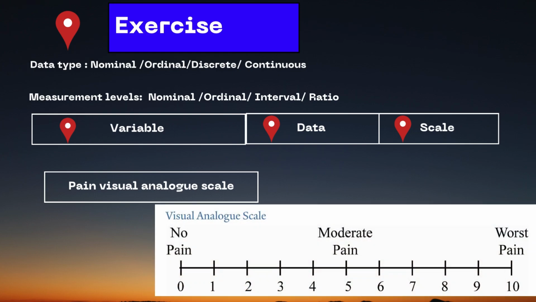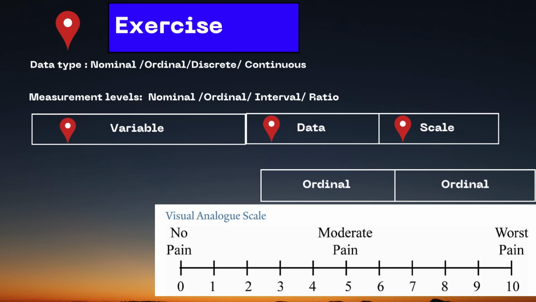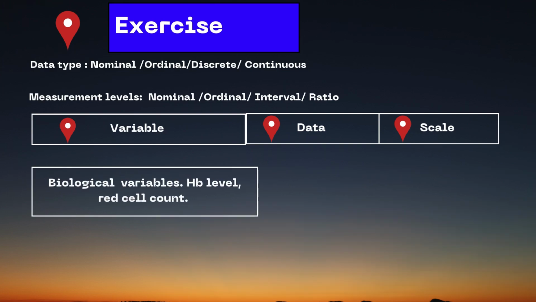Pain on a visual analog scale is an ordinal variable. The numbers 0 to 10 represent ordered categories, making the measurement level ordinal. Some consider its level of measurement to be ratio data due to the presence of an absolute 0, indicating the absence of pain, and the assumption of equal distances between categories. Our last question is biological variables such as hemoglobin levels, red cell count.